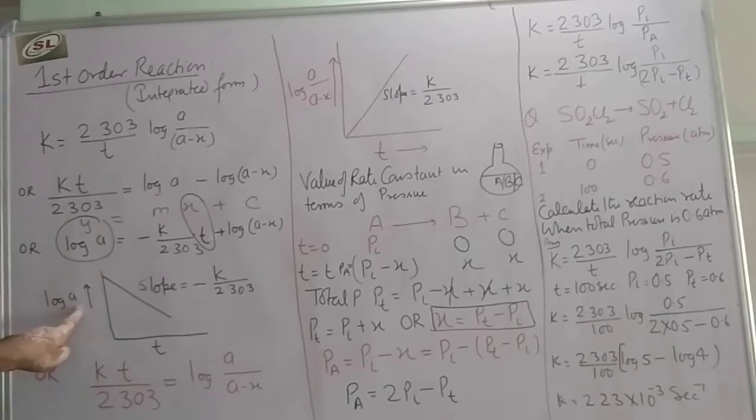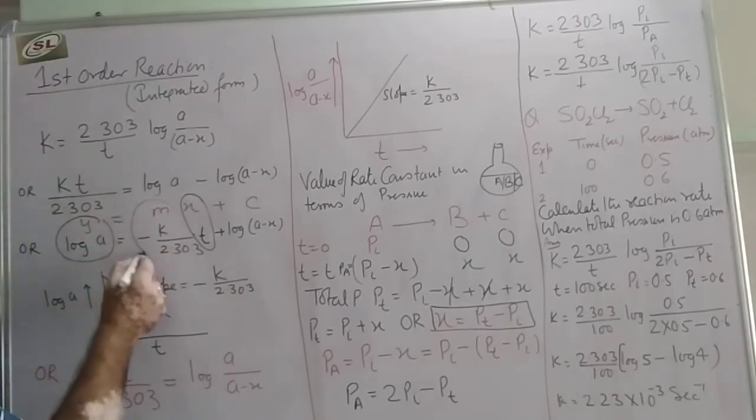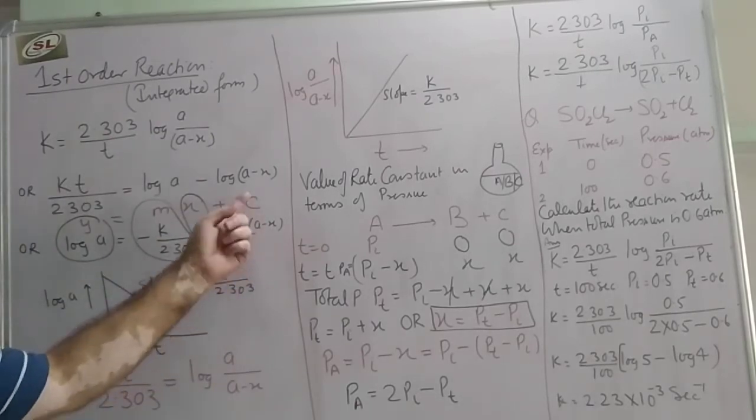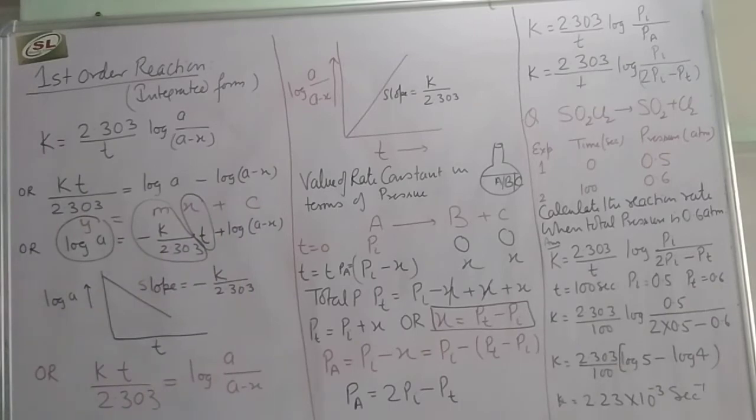a is the initial concentration of the reactant. It is showing that as the time increases, the concentration of a will decrease. And m will be equal to the slope, which is minus k upon 2.303. Log a will be the c, that means it will be the intercept.